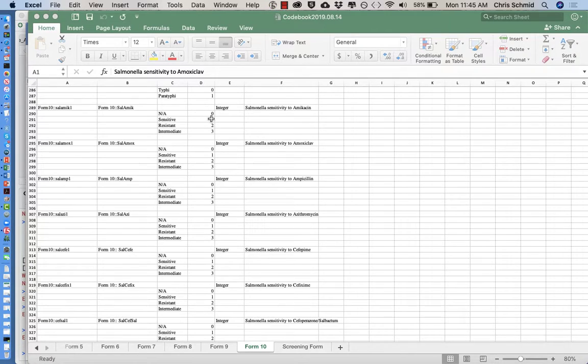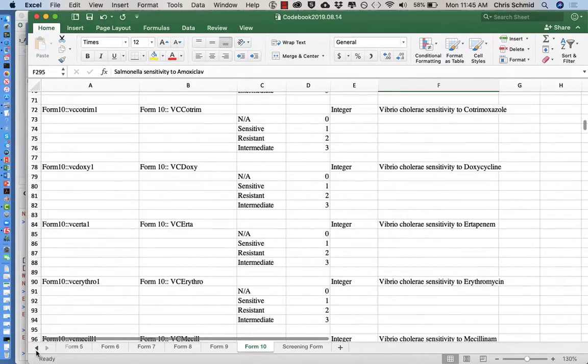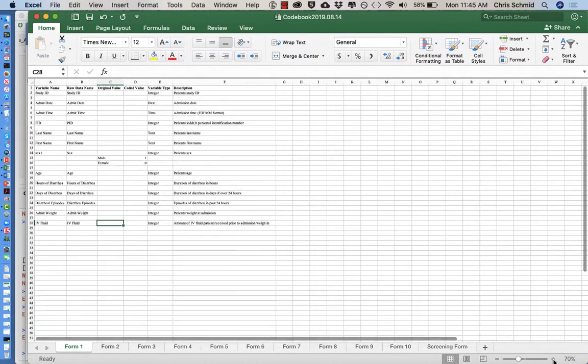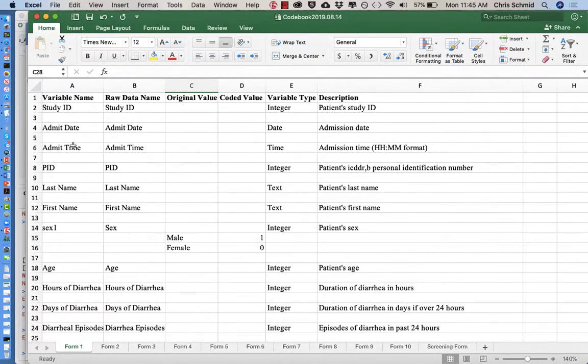Well, let me first show you the code book. So here's our code book. We have all these different forms. So for example, form 1, we record the ID, the admission date, the time. So notice I've got the variable name, and then I have the type of variable it is, and then the description. So this is the admission date, which is a date. This is the admission time in hour-minute format as a time.